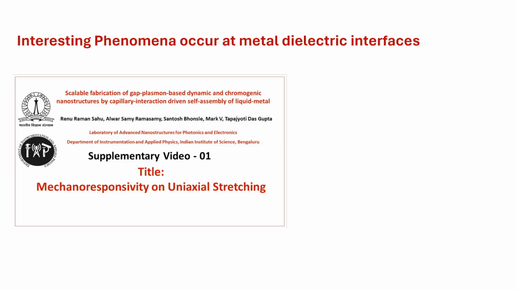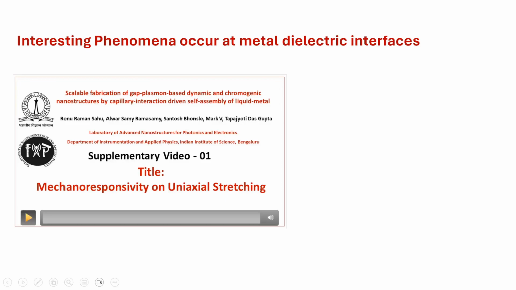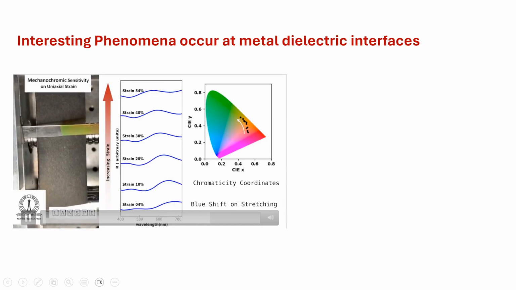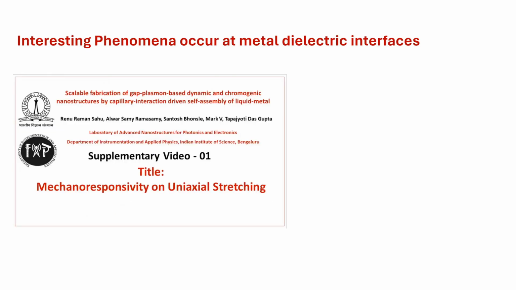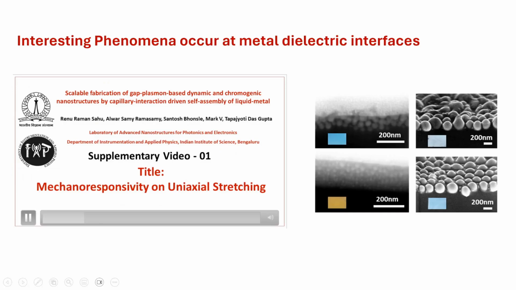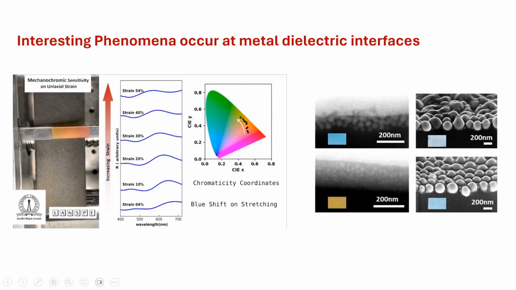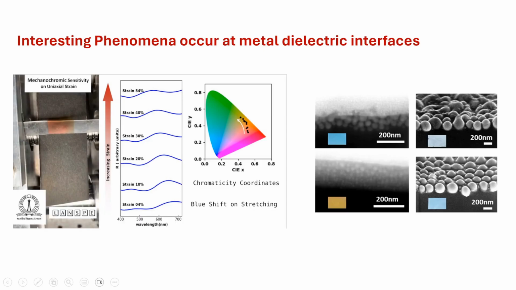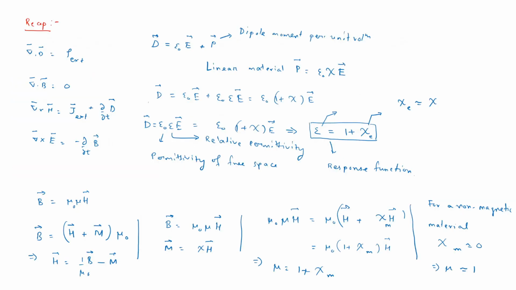We looked at this particular application in which we see that if we stretch the material, the color of the material changes. And why is that happening? Because it is also a result of these metal dielectric interfaces. For example, here you see there are metal spheres that are very closely spaced, and when you stretch the material, the interparticle gap changes and that changes the whole optical properties. So this is one of the applications.